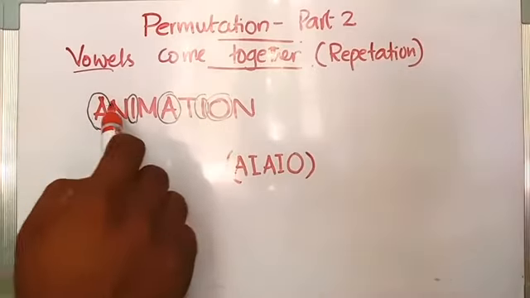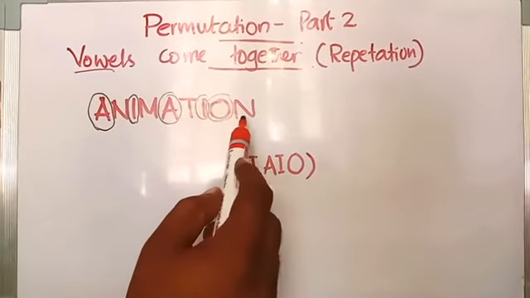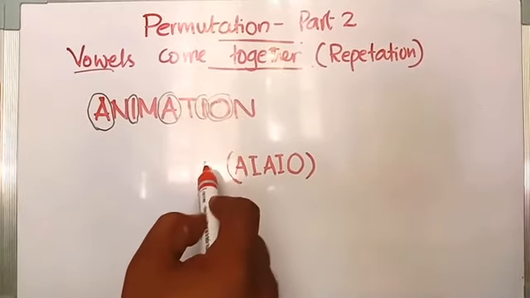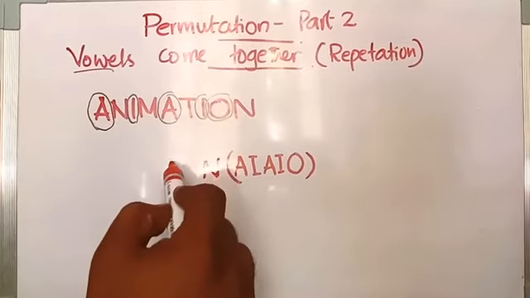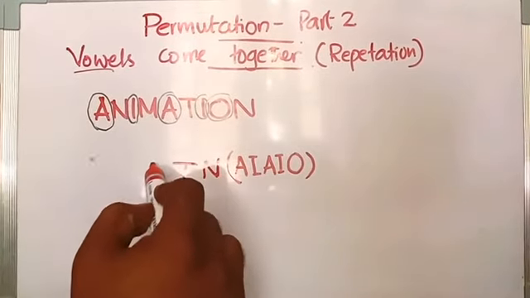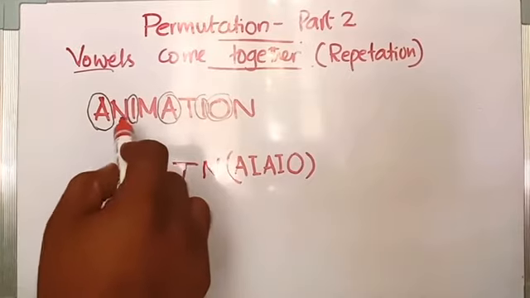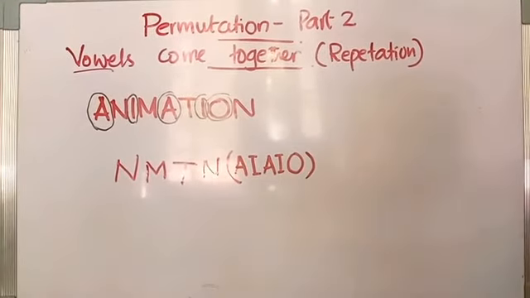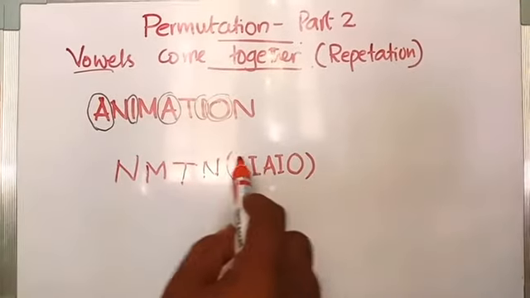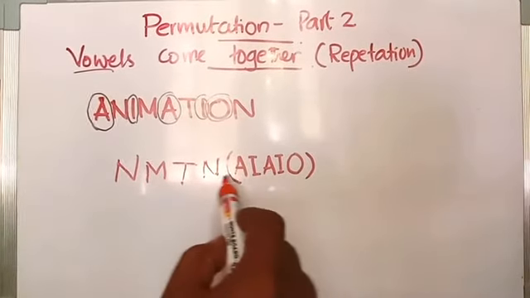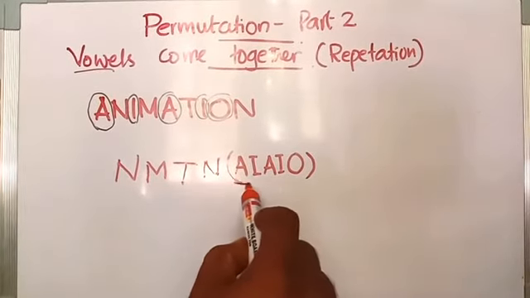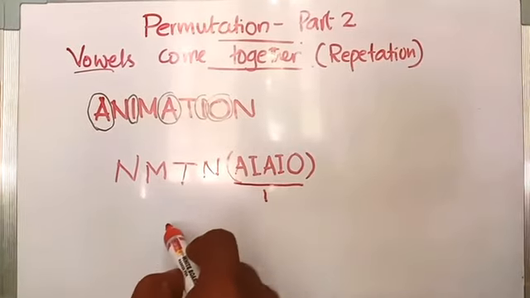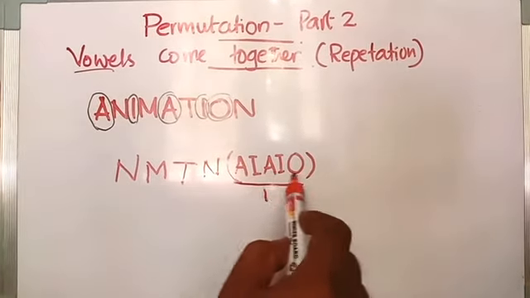Okay. Now let's see the consonants. Which are the consonants? We have N, T, M, N. I have written them in order. So now, when you find this answer, let's make the vowels one group. So this is one group.